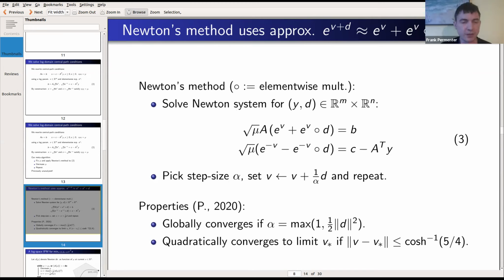Okay, so we can do more than establish global convergence. We can also talk about convergence rates. If my log distance to the limit point, my log distance to the central path, is bounded above by this constant, then Newton's method will converge quadratically, which roughly speaking means that the accuracy will double with each Newton step. And here, this function is the inverse of the hyperbolic cosine function, which provides the constant defining my region of quadratic convergence.